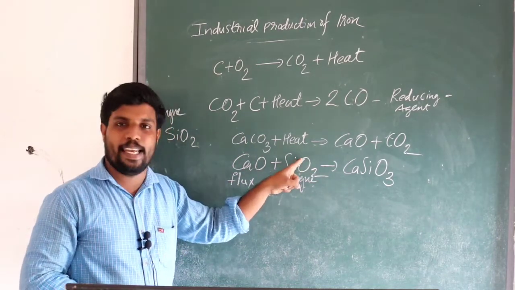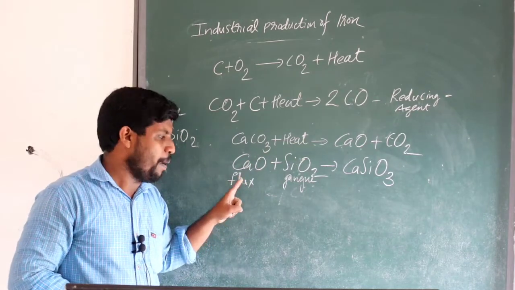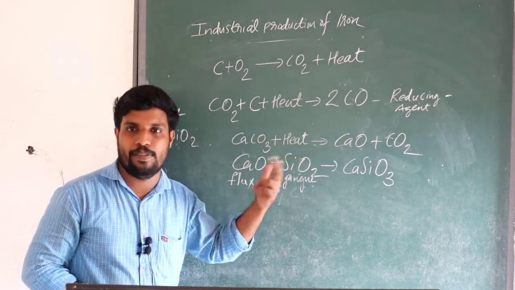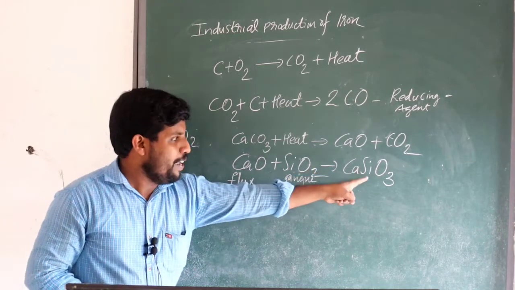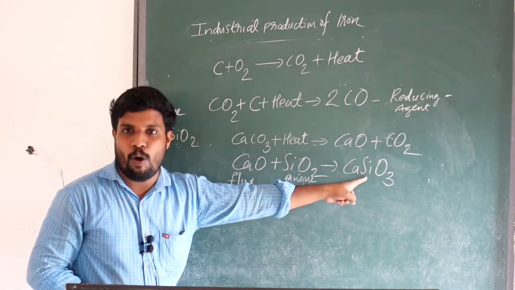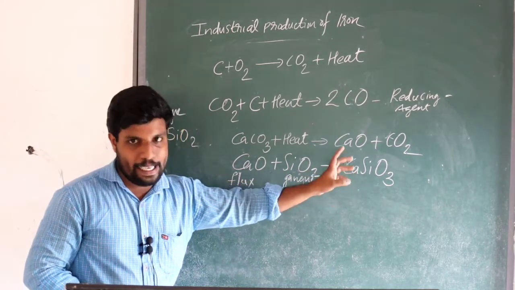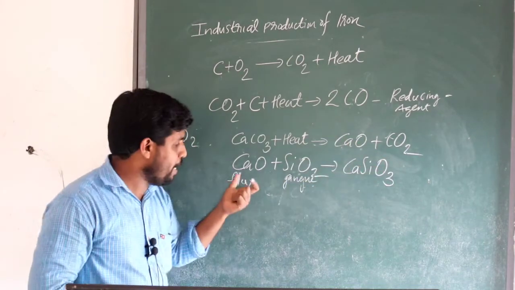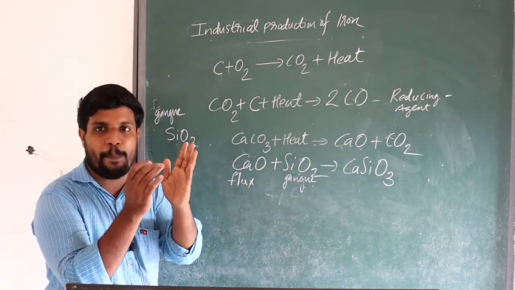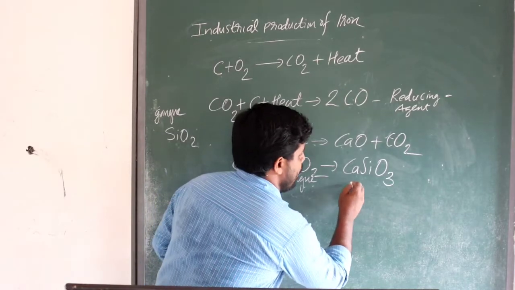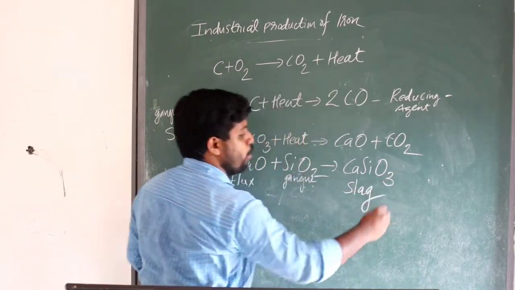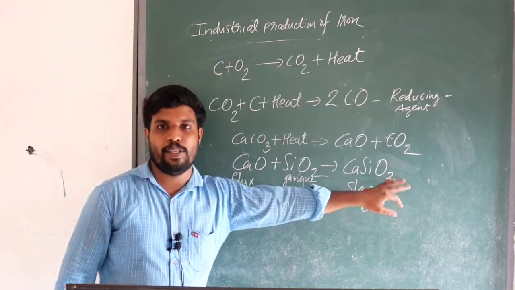If the gangue has an acidic nature, we want to use the basic flux, and vice versa. Then we get calcium silicate as the compound. This compound's exact name is calcium silicate. If the gangue and flux combine together, the substance formed is known as slag. So here the slag is calcium silicate.